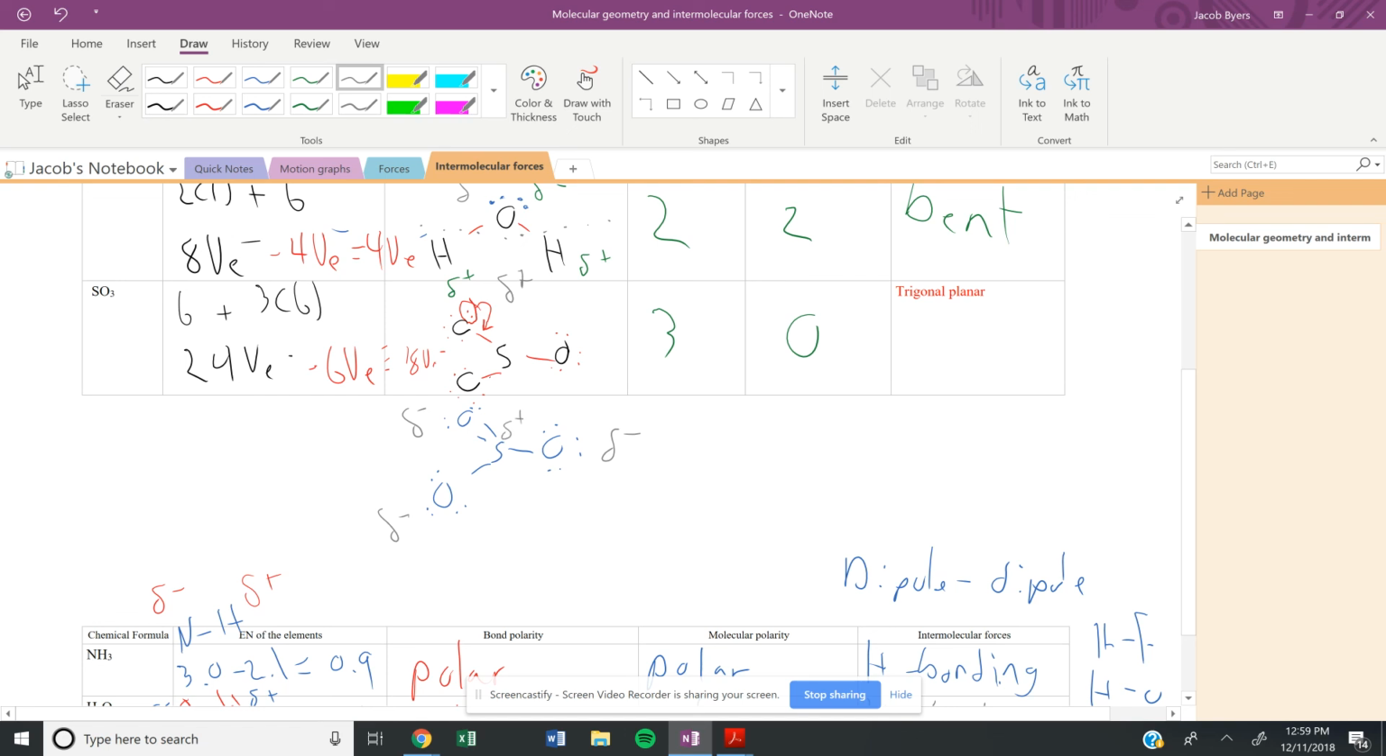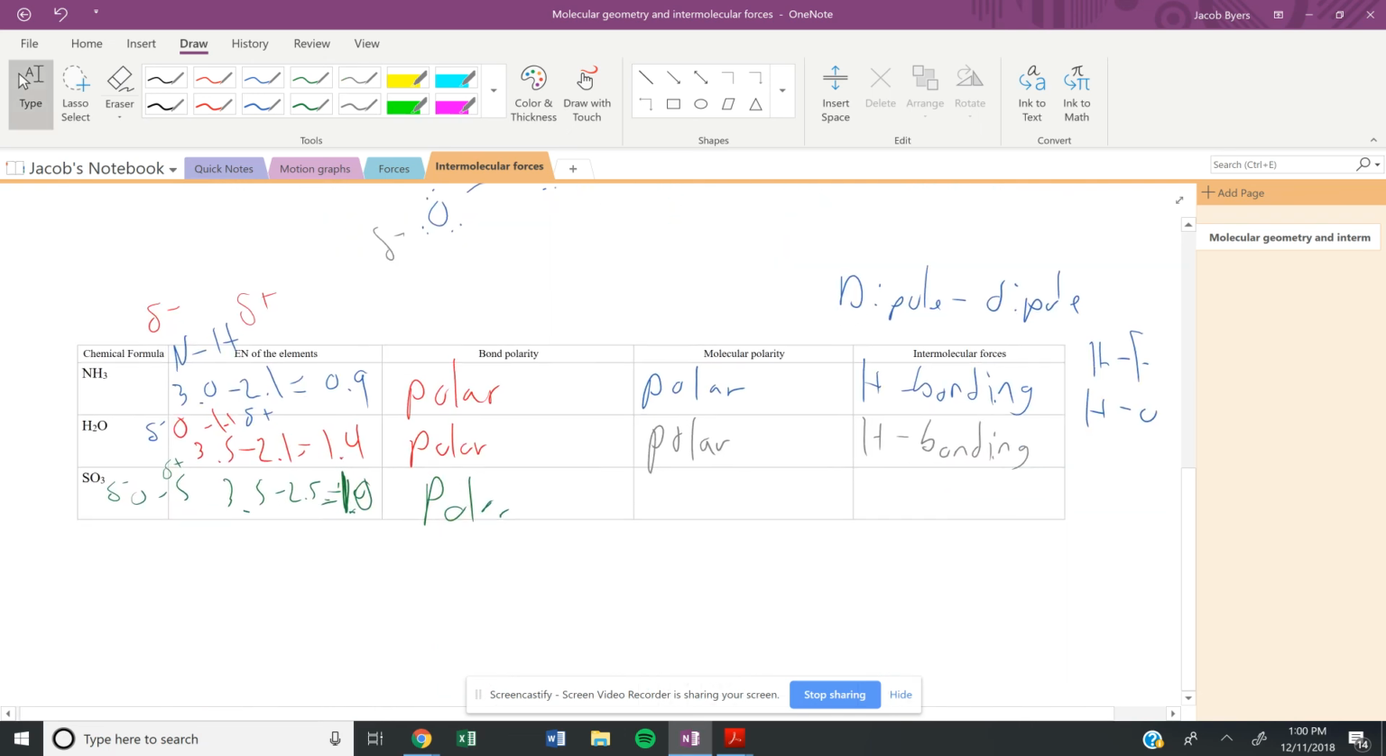There's no way to split this molecule in half and say that one side's positive, one side's negative, because the outside of the entire molecule is negative. So this is actually a non-polar molecule. Even though it has polar bonds, they cancel out. And because there's no constant dipole, it's going to be London dispersion.